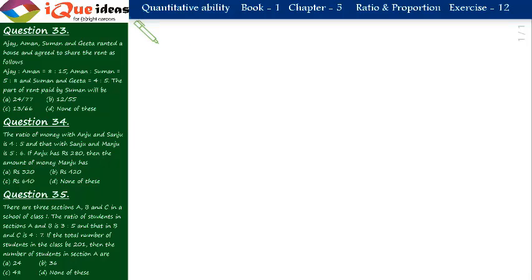Now, question number 33. It says Ajay, Aman, Suman, Geeta rented a house. This is a spelling mistake, be careful. And agreed to share the rent as follows. Ajay is to Aman, 8 is to 15. Aman is to Suman, 5 is to 8. So I'll keep writing. Ajay is to Aman is equal to 8 is to 15.